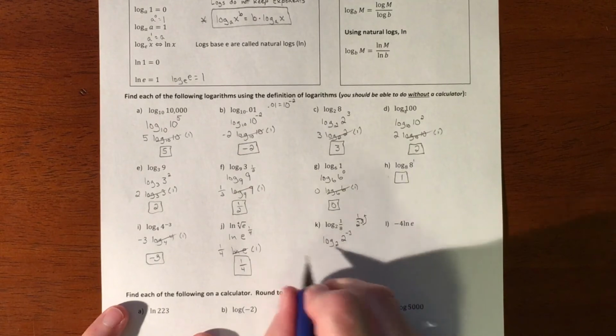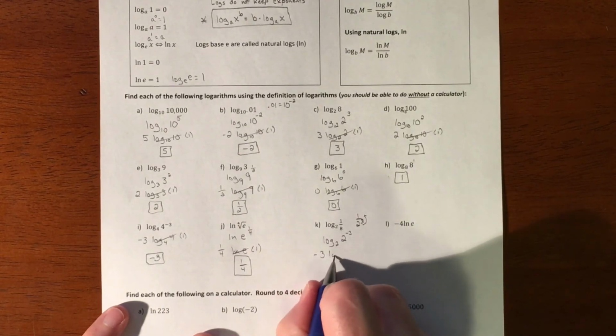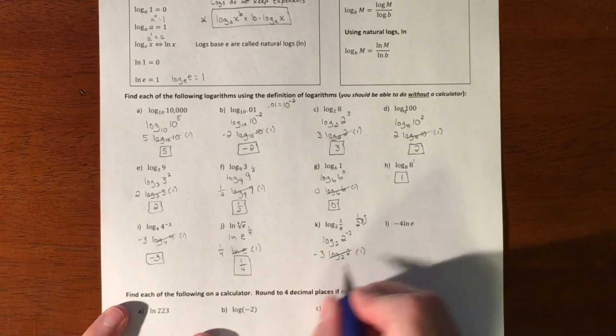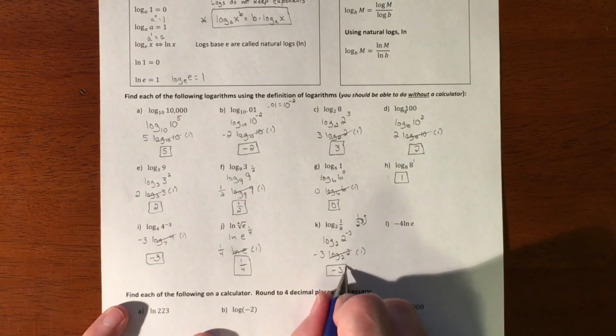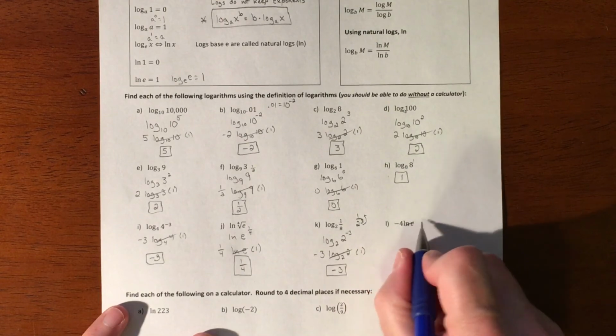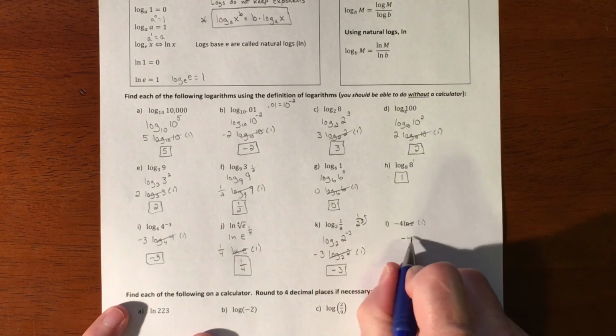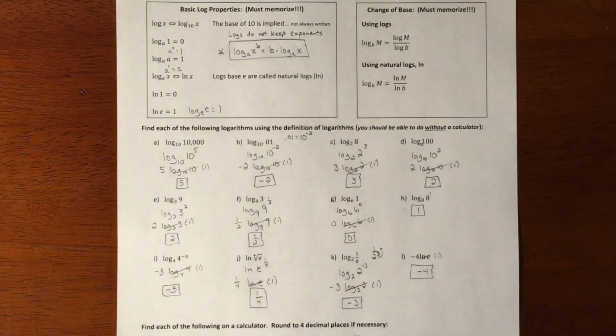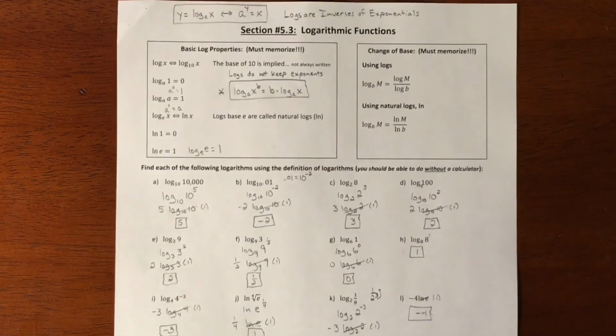So bases match, pull the negative 3 in front because logs don't keep exponents, and then that's equivalent to 1. So you get yourself a negative 3. And then this, that's just 1. So you get yourself a negative 4. All right, and that was part 2 of using properties of logs.